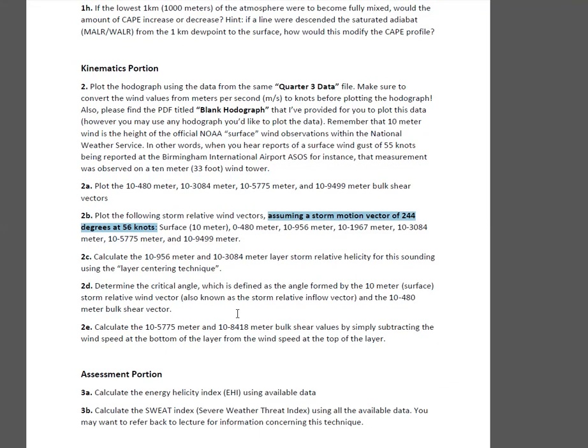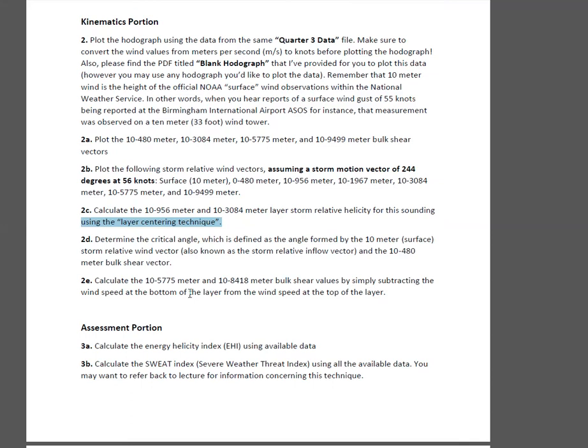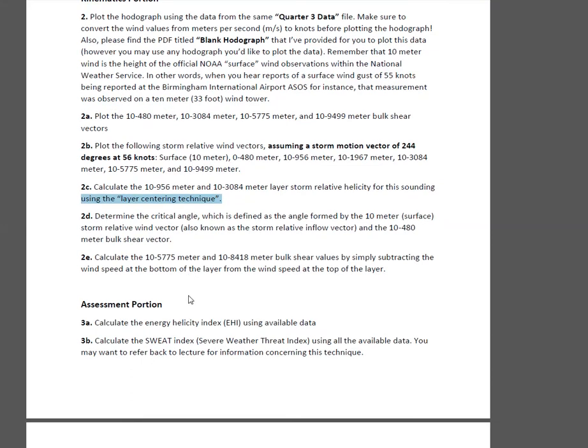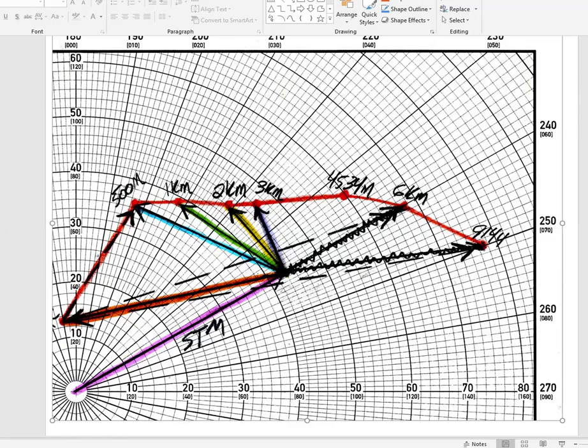Using the layer centering technique, we just went over that a little while ago. And also I linked you to another video where I give a presentation on that. Determine the critical angle, which is defined by, so read your instructions here, and then we'll talk about it.